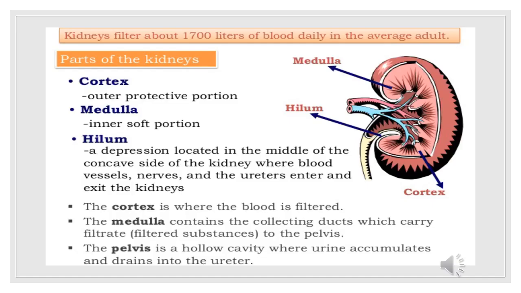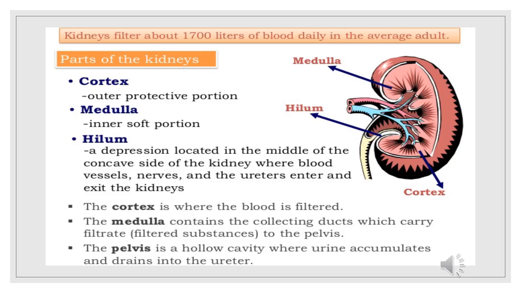Now students, we will discuss the structure of the kidney. Cortex is the outer protective portion of the kidney, and it is dark red in color. The medulla is the inner soft portion of the kidney, and is pale red in color. The hilum is the depression, located in the middle of the concave side of the kidney, where blood vessels, nerves, and the ureters enter and exit the kidney.